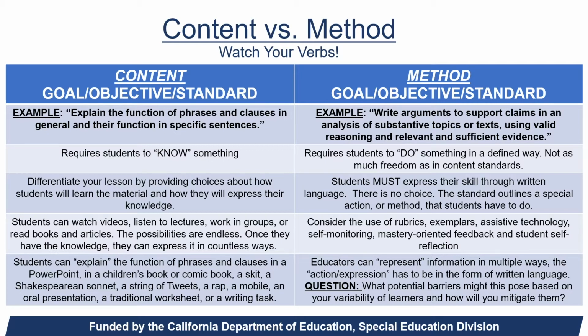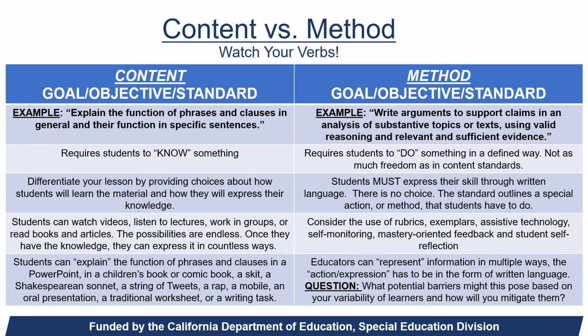Once they have the knowledge, then they can express the function of phrases and clauses in countless ways. They can do this in a PowerPoint presentation, in a children's or comic book, a skit, a Shakespearean sonnet, string of tweets, a rap, an oral presentation. They can create a video. They can complete a traditional worksheet or a writing task. In content standards, the verb is broad, whereas method standards are way more narrow.